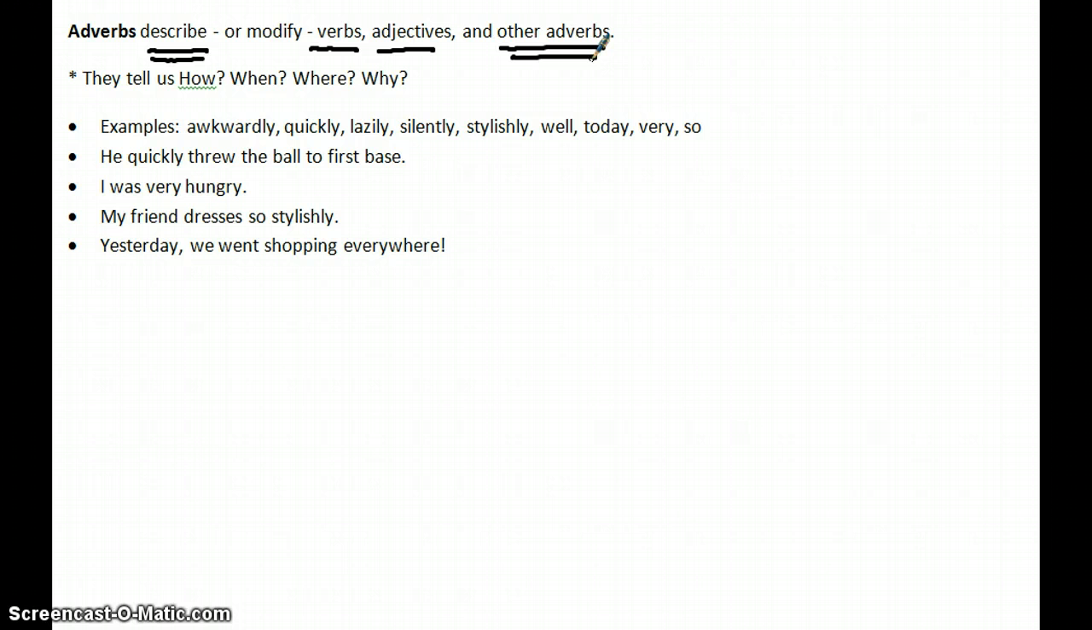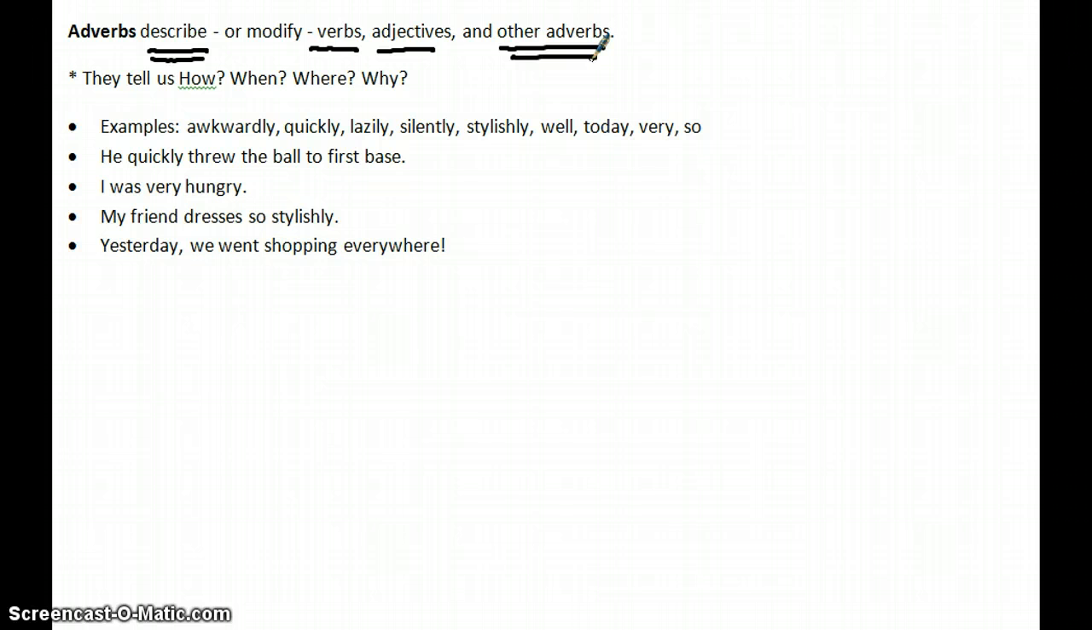So they're a little trickier in that regard because they're a little more versatile. They do a little more, okay? First, let's talk about how they modify verbs. Now you can see verb in the word adverb, so you can think of it as they add to verbs. It's an easy way to remember. Okay, just remember that they also modify adjectives and other adverbs.